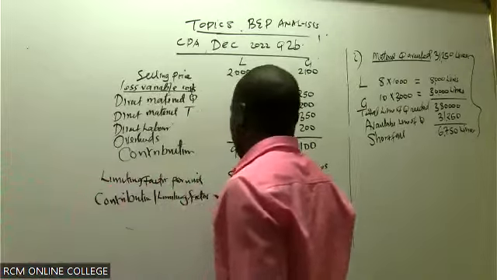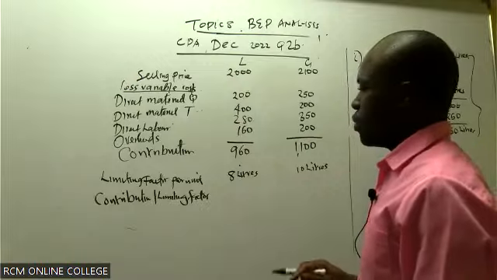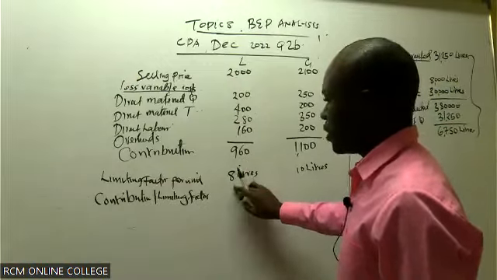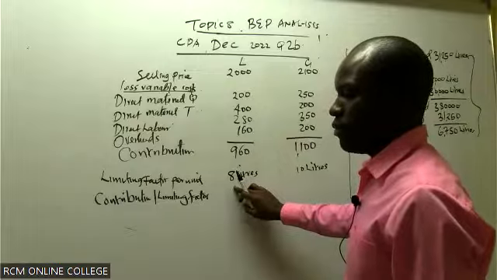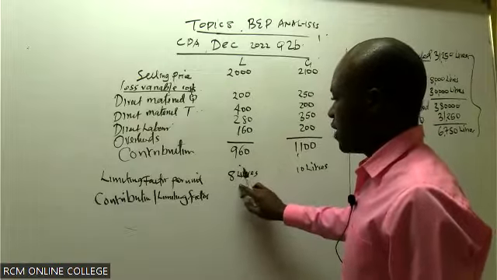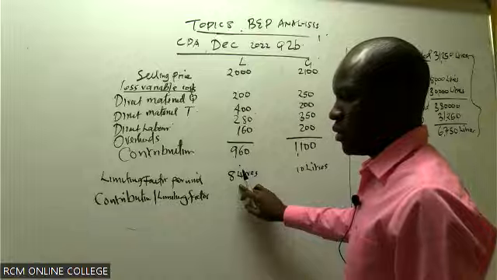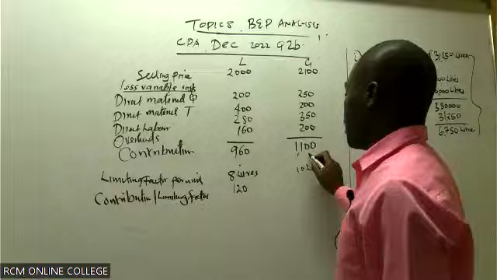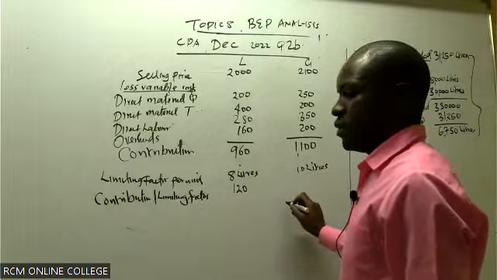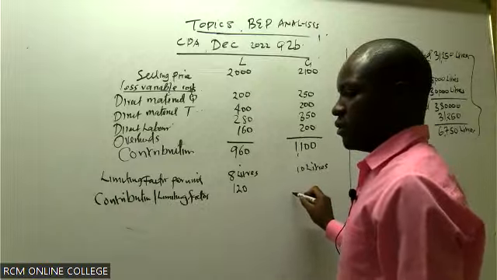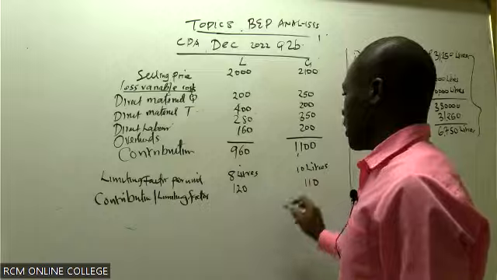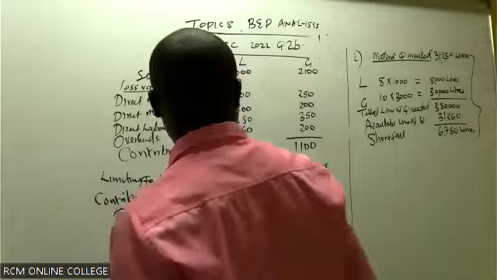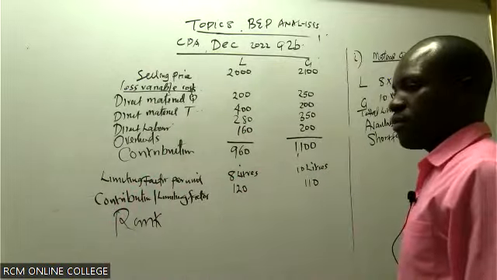Contribution per limiting factor will be contribution divided by the limiting factor. So the first one, tunapata ngapi? 96 divided by 8, 120. 1100 divided by 10, 110. Then rank the 2 products.